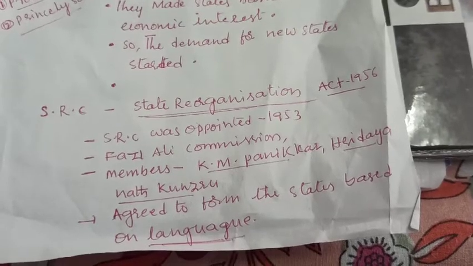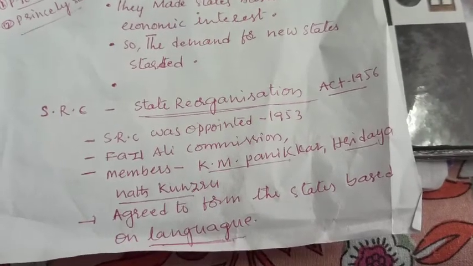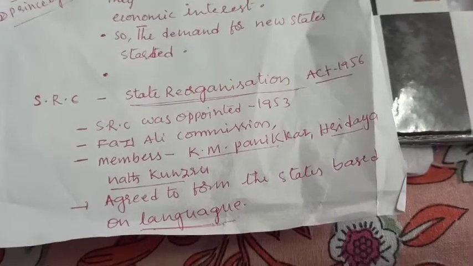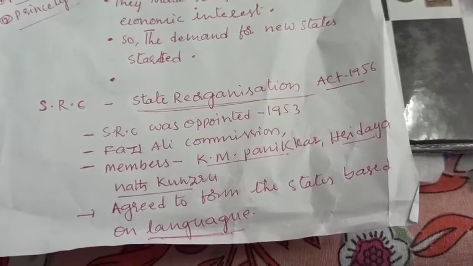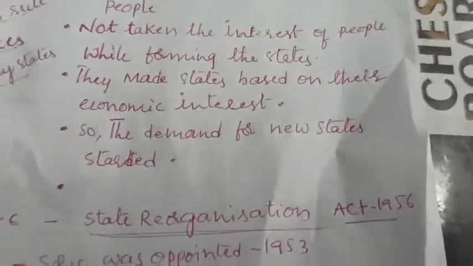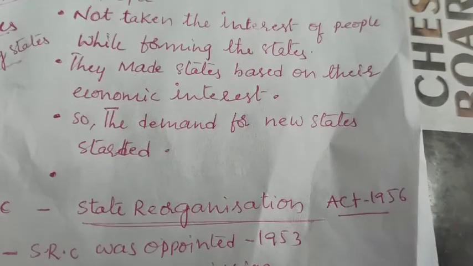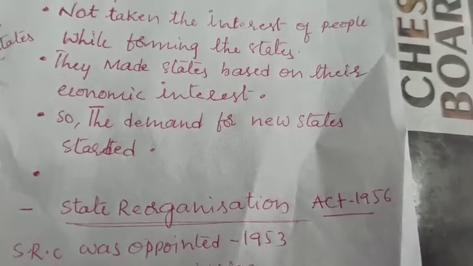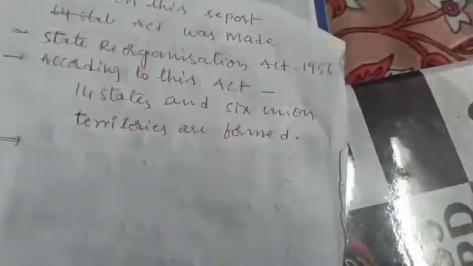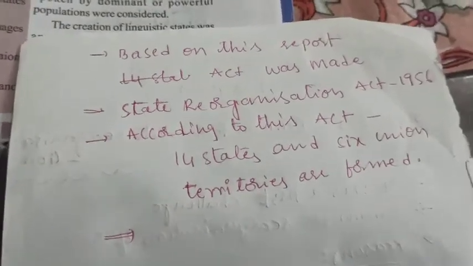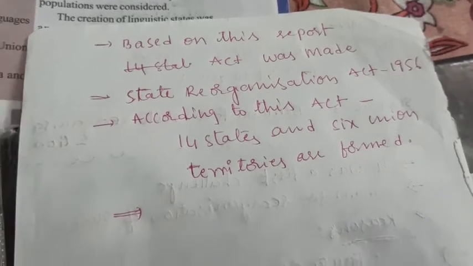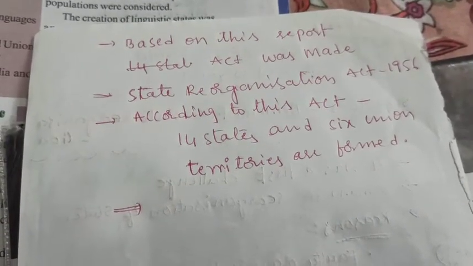It was formed in 1953, and in 1956 the report was given. The commission members agreed to form states, and they gave the report saying that states can be formed based on language. According to the SRC's recommendation, the States Reorganization Act was passed in 1956. According to the demands of people from different regions, language was taken as an important aspect. According to this act, 14 states and 6 union territories were formed.